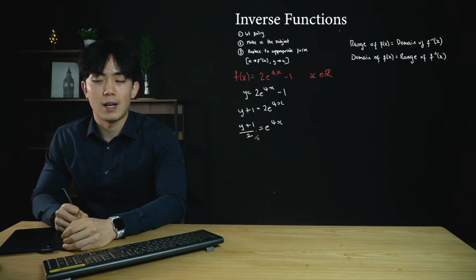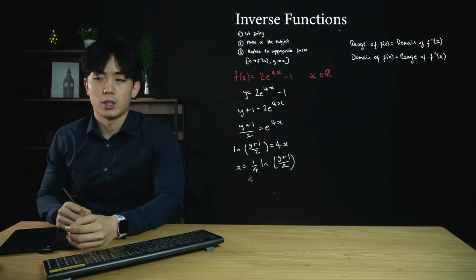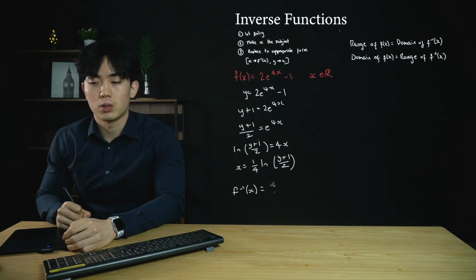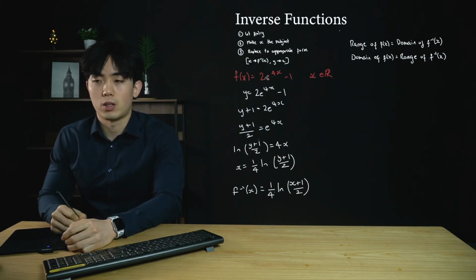Hopefully we all know that we can apply natural logs. So ln of y plus 1 over 2 will give you 4x, and therefore x will be 1 over 4 ln of y plus 1 over 2. So we've rearranged for x. Final step, just replace with the appropriate form. So we have the inverse function f to the minus 1 of x will be equal to 1 over 4 ln of x plus 1 over 2. Okay, so this is the inverse function of the original function.